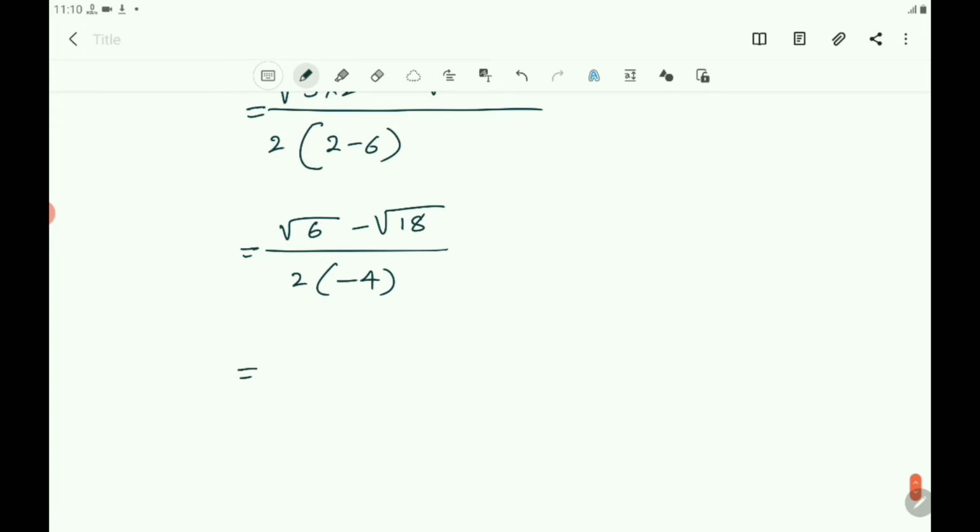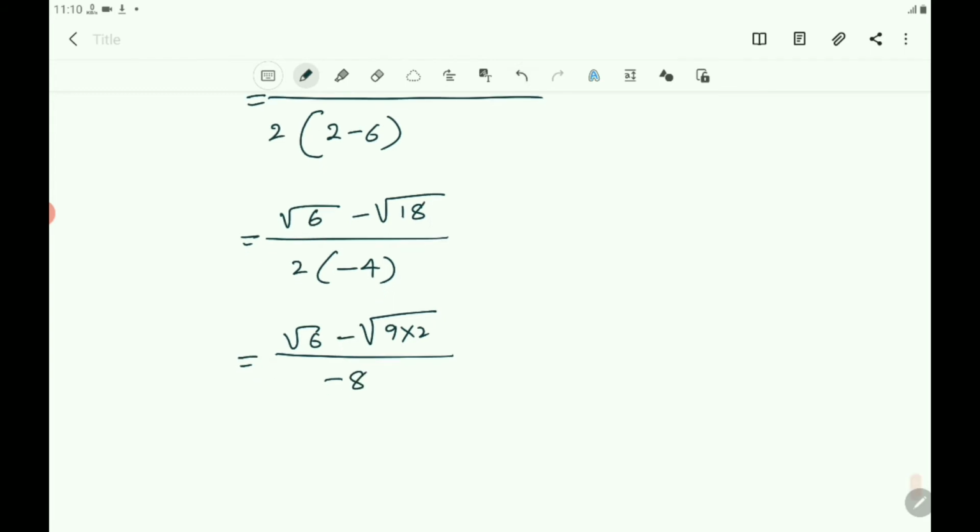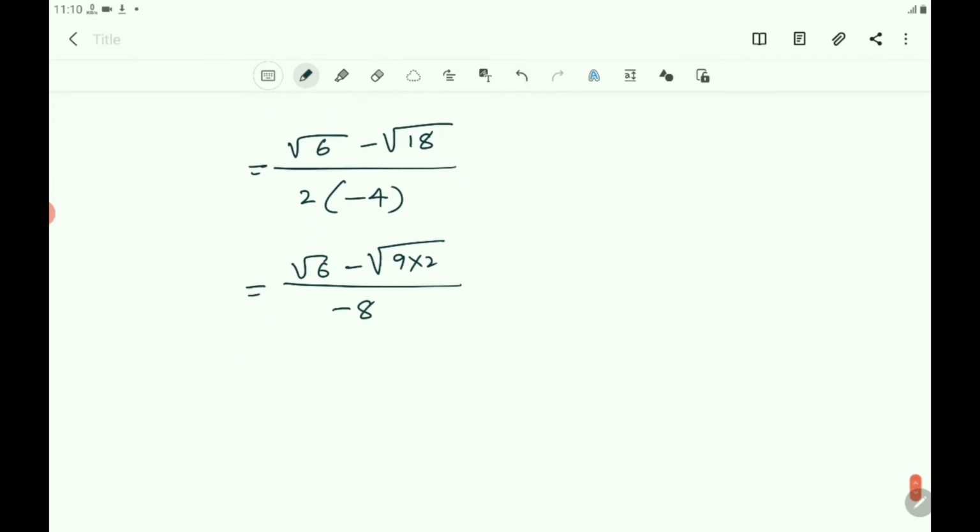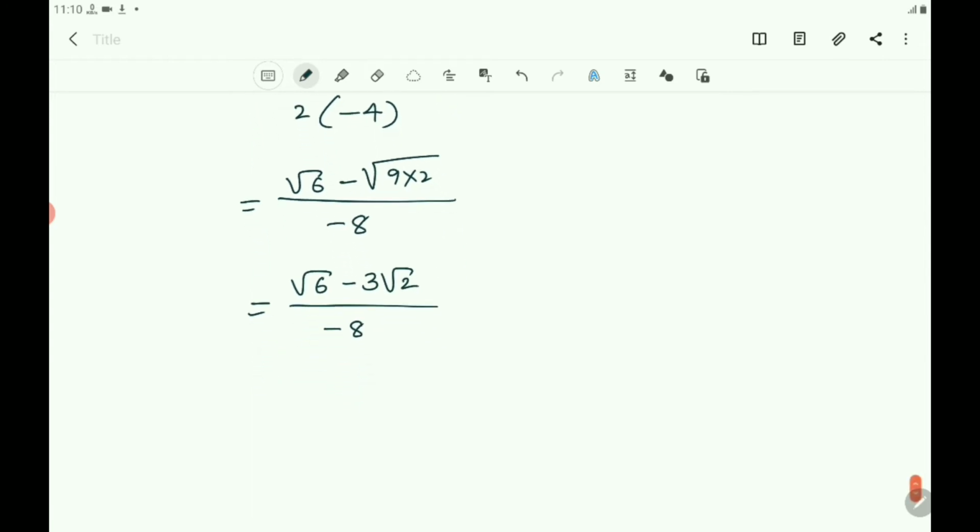Then you write root 6. Then here root 18 can be expressed as a product of a square number into some other number. So you write 18 means 9 into 2. Here 9 is a square number. Then 2 into minus 4 is minus 8. Then you write this is root 6 minus 3 root 2 by minus 8.